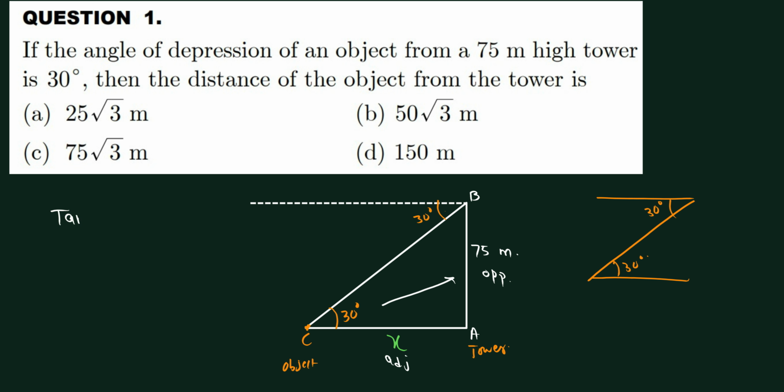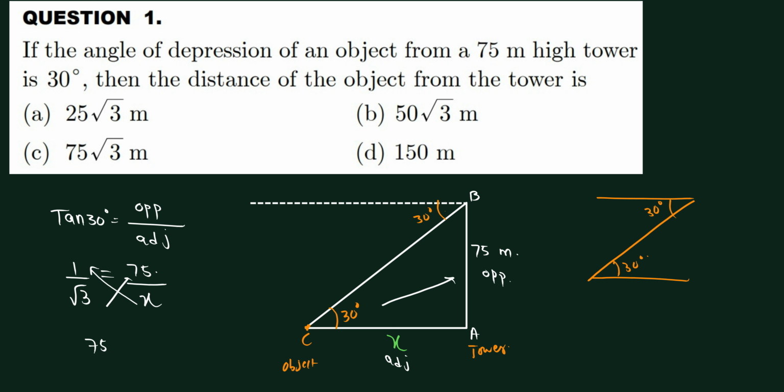So tan 30 equal to opposite side to angle 30 by adjacent side to angle 30. Tan 30 value is how much? 1 by root 3. So what is the opposite side we have here? 75 meter. Adjacent side is x. You do the cross multiplication.